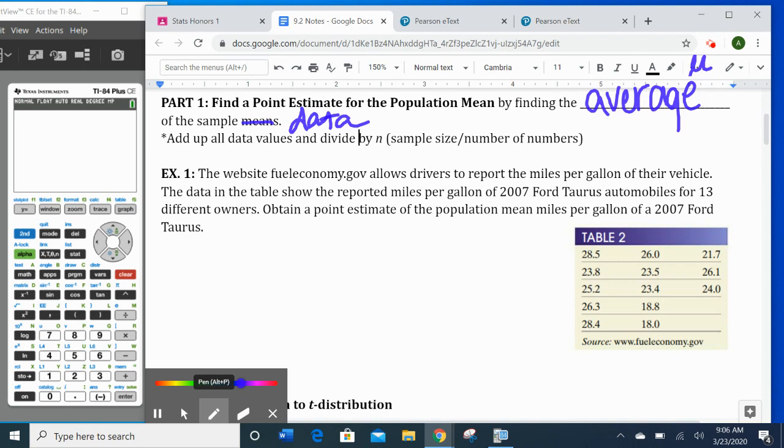So example 1, the website fueleconomy.gov allows drivers to report the miles per gallon of their vehicle. The data in the table show the reported miles per gallon of 2007 Ford Taurus automobiles for 13 different owners. Obtain a point estimate of the population mean miles per gallon of a 2007 Ford Taurus. So I'm looking for the sample mean. So I'm calculating x bar.